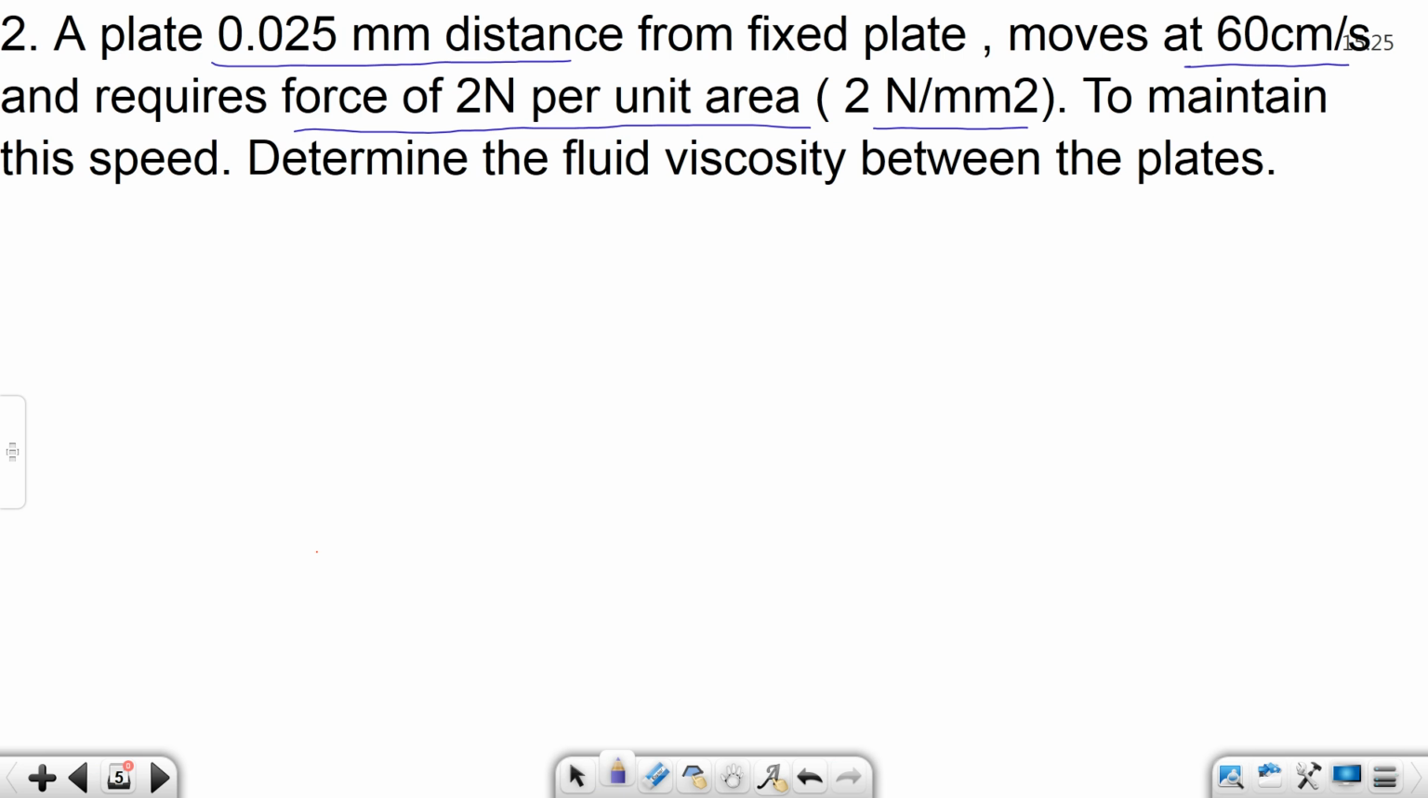To maintain the flow, or to maintain the speed of the plate at 60 centimeter per second, the force applied is 2 Newton per unit area. What we need to find out is the fluid viscosity between the plates. So here we need to find out viscosity. Yes, absolutely, it is dynamic viscosity. When it is mentioned only viscosity, consider this as dynamic viscosity, mu. So we need to find out the mu value. So we'll solve this numerical.